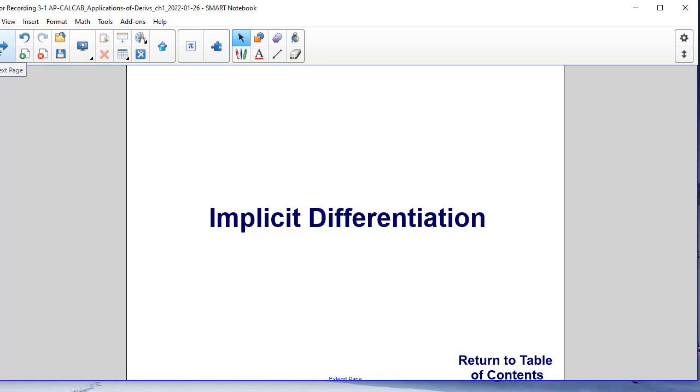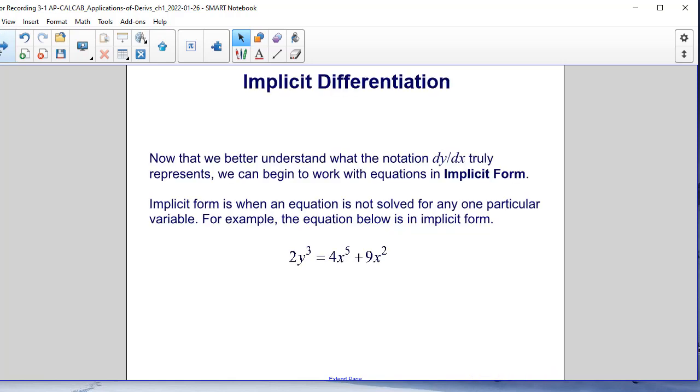Implicit differentiation. We are now going to turn our attention to equations which are expressed or written in implicit form and learn how to differentiate them. Now that we better understand what the notation dy/dx truly represents, we can begin to work with equations that are in implicit form. Implicit form is when an equation is not solved for any one particular variable.